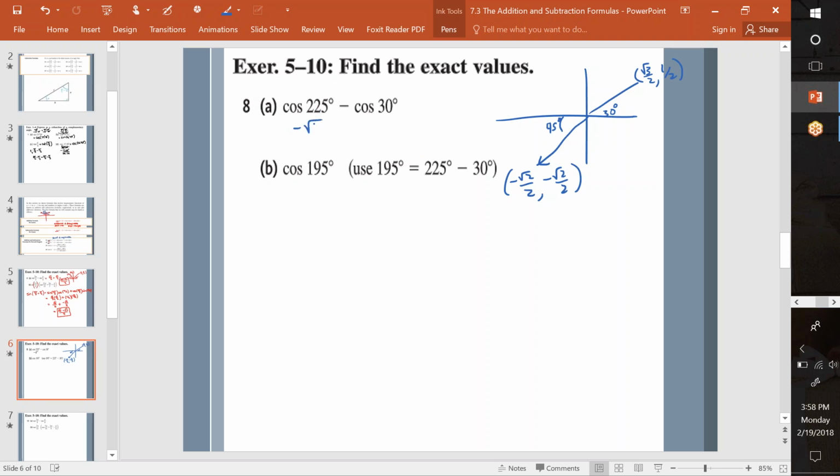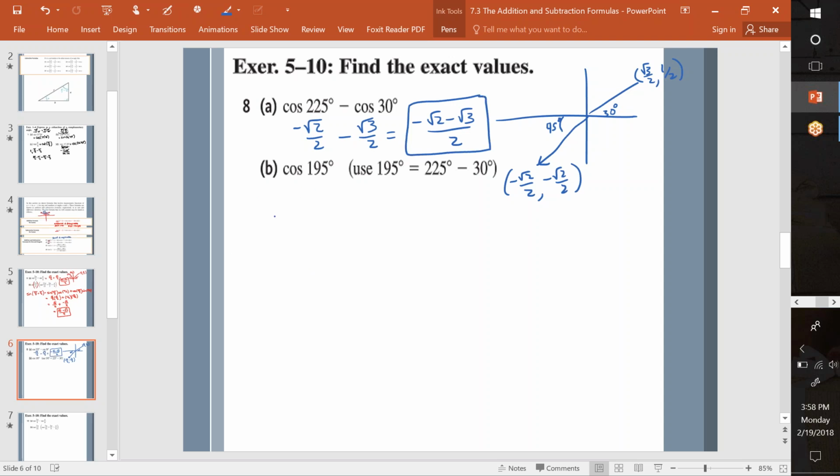So that's negative square root of 2 over 2. Cosine of 30 would be the negative square root of 3 over 2 because it's minus, but it really is just a square root of 3 over 2. And then that would make negative square root of 2 minus square root of 3 all over 2. So notice we're just adding fractions there.